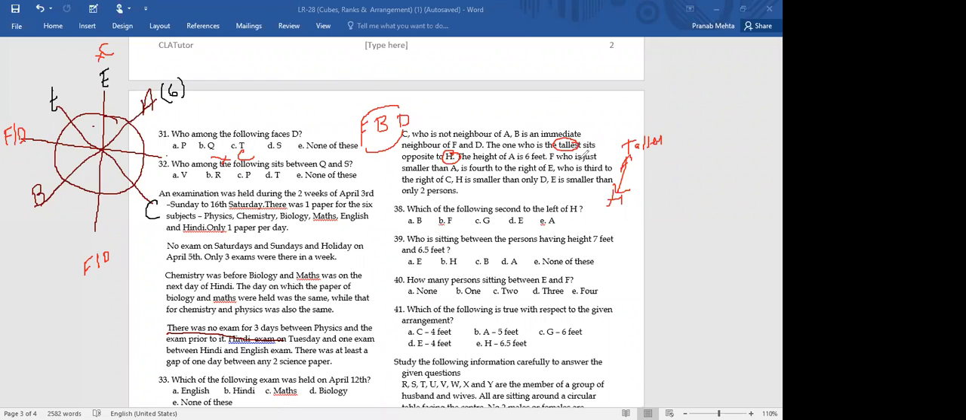Wait, the one who is tallest sits opposite to H. The height of A is 6 feet. F, who is just smaller than A, is fourth to the right of E. Now, fourth to the right of E is F. So this F is sitting like this, so this is right and this is left. So fourth, 1, 2, 3, 4. So here I get F. The moment I get F here, I'll get D here.